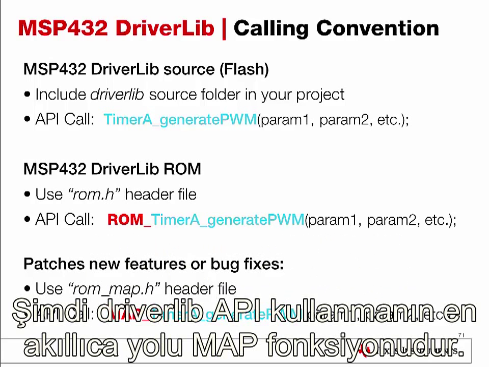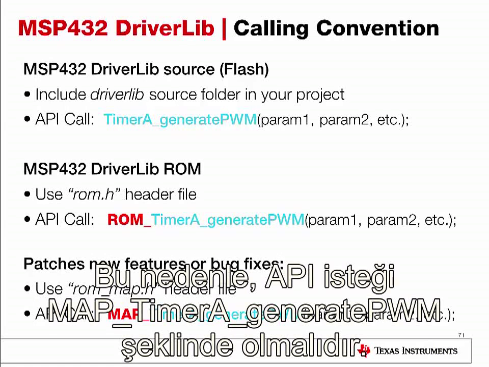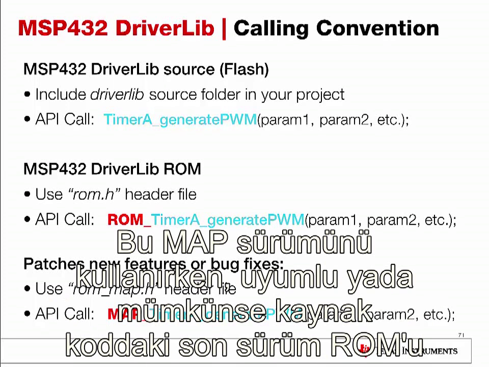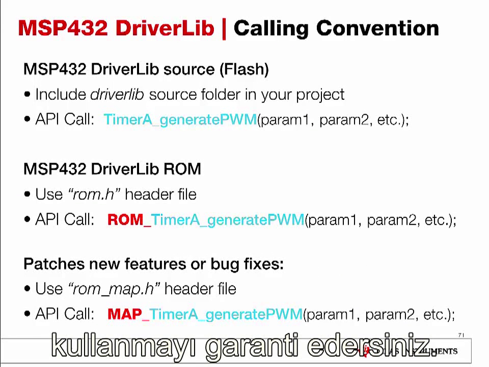Now, the smartest way to use the DriverLib API is to use the map function. So the API call will now be map underscore generate PWM. Using this map version, you are guaranteed to use the ROM if possible, or the latest version in the source code.